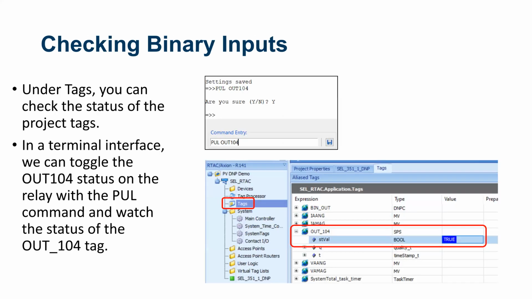So first we're going to check our binary inputs. We can click on the tags in the list there on the left, and then expand out our out 104 and look at the value. You can see on the far right, it says true there. Usually it would say false because nothing is there. But when we use our terminal interface software and put in the out 104 command, that out 104 contact is going to assert for 1 second and then deassert. And so when that happens, we should be able to look in our RTAC software and see that ST value change from false to true for 1 second and then back to false. When that happens, we know that our binary inputs are working.